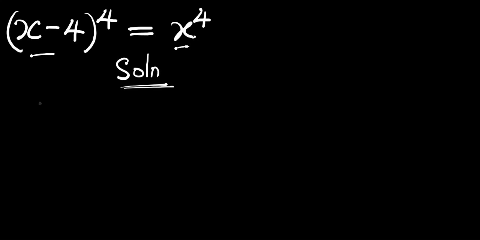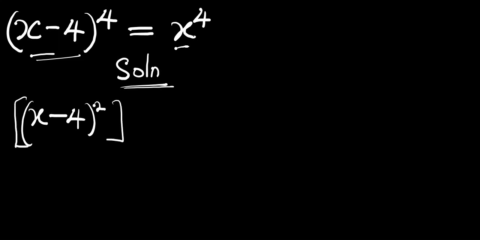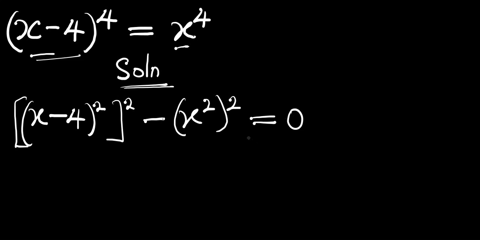So let's start. What we are going to do is write this as ((x - 4)^2)^2. If you multiply 2 times 2, we are going to have 4. And we can rearrange this equation and have minus (x^2)^2, and this is equal to 0. Same way, you can multiply 2 by 2 and you are going to have 4.